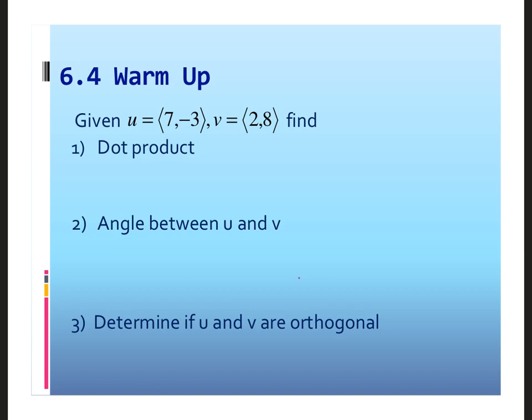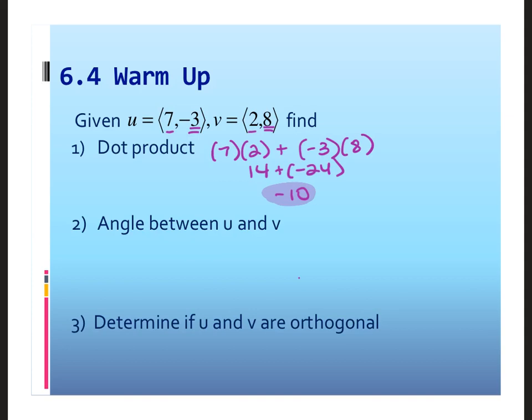Okay, so in 6-4, we talked about dot product, angle between, and orthogonal. The dot product is found by multiplying the first two terms in the component forms of these vectors, so 7 times 2, and then adding it to the product of the second two terms, so -3 and 8. From there I get 14 and a -24, or -10. Dot product, again, would always be that one number.